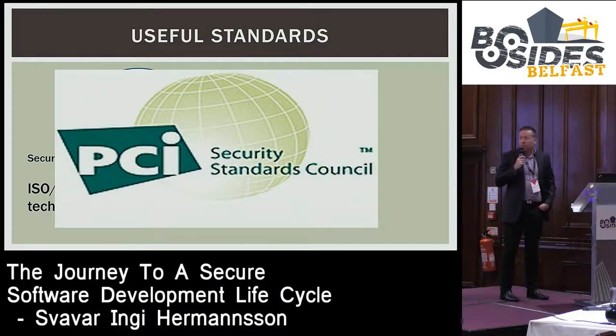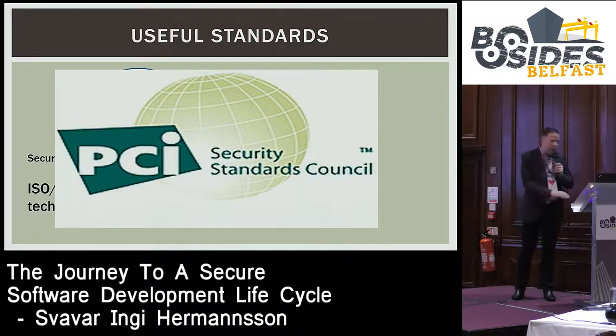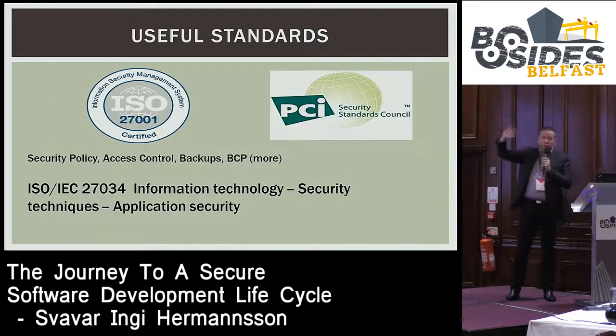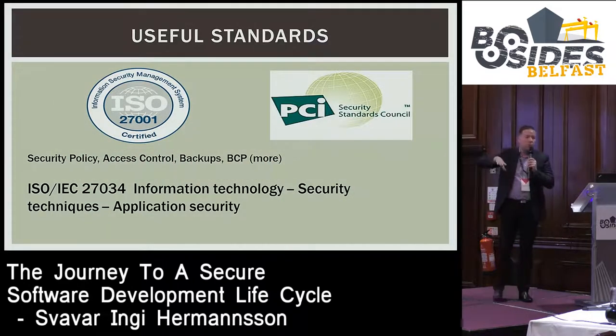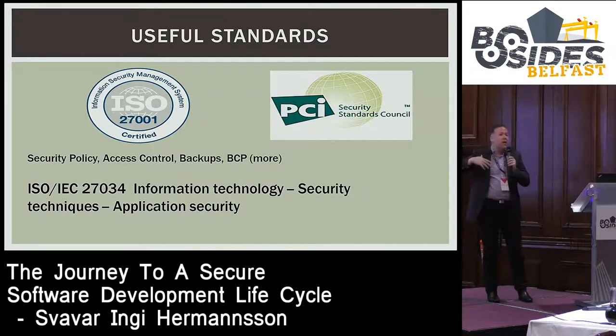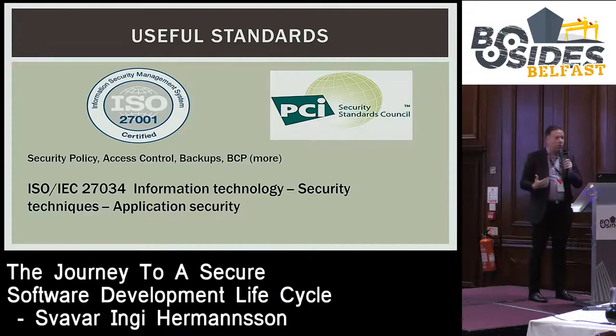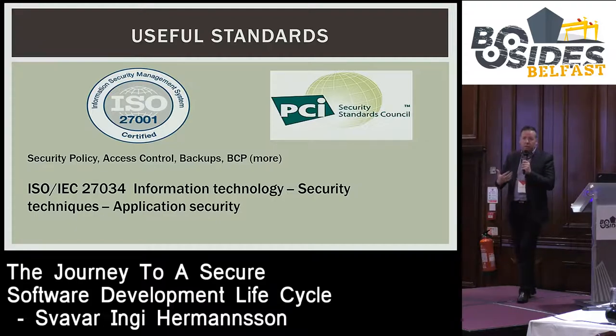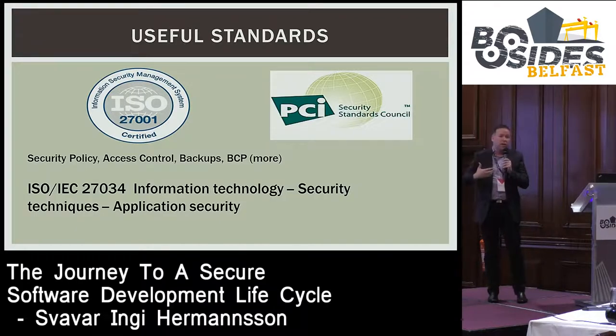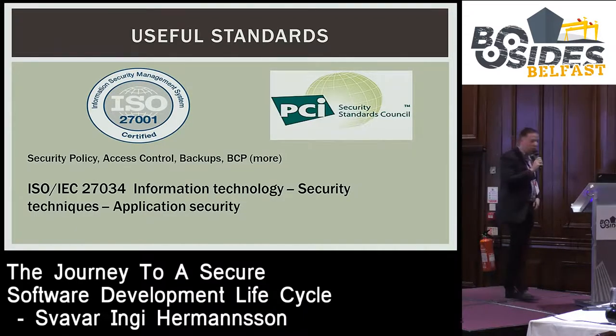What I like about the PCI and PA-DSS standards is that, first of all, they're free. And the other thing is that you get a list of controls. So you get three columns. First, a list of the controls. Second column explains how you can implement each control. And the third column gives guidance to an assessor or an auditor on how to evaluate whether a particular control has been implemented correctly or not. So this should give you a pretty deep understanding of the controls in question.